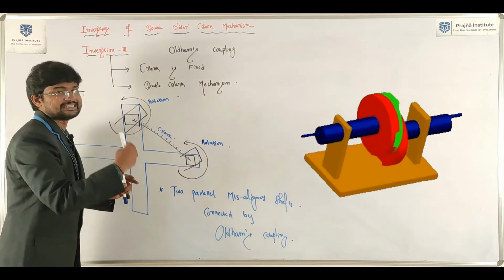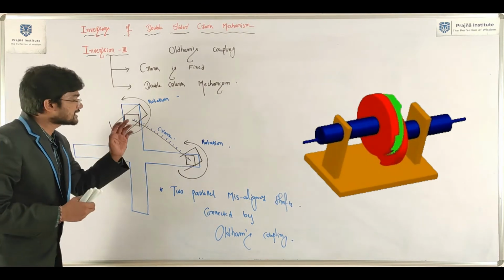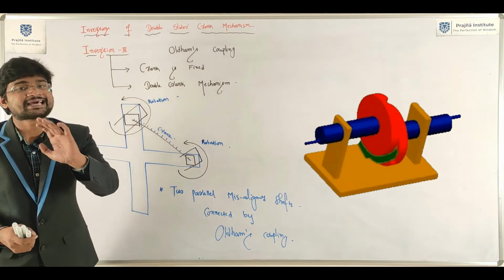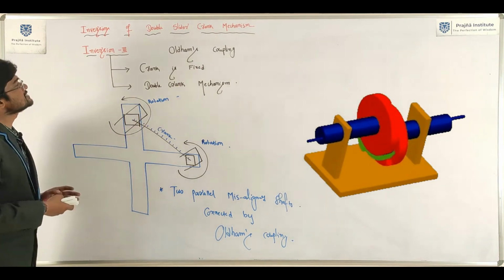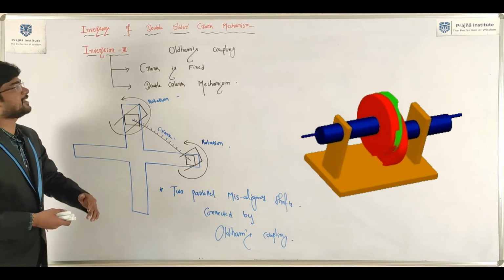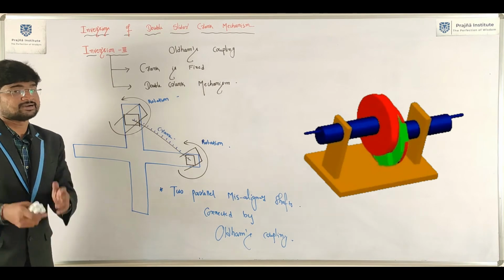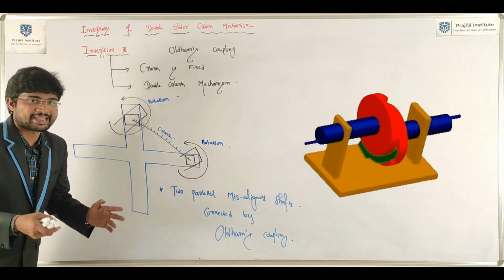Here we are fixing the crank. The shortest link is fixed. The resultant mechanism is a double crank mechanism. This is all about Oldham's coupling, inversion 3 in the inversions of the double slider crank mechanism.